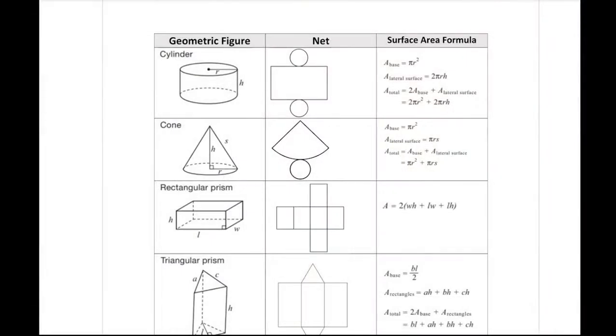In today's lesson, we are going to be looking at surface area. Surface area is a measurement for three-dimensional figures, and we're basically determining what the area is of every face. So you could think of it in a couple ways.